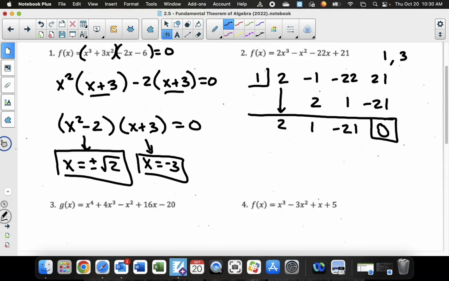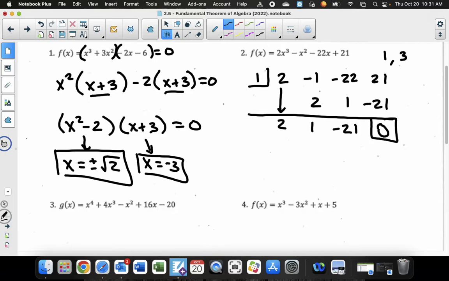Does anybody remember what that 0 represents? That's your remainder. That's saying it went in evenly. You know that this is already a 0, so you should get a 0 as a remainder. Otherwise, you did something wrong. You already knew from the calculator that this is one of the zeros. So you should automatically get a 0 there. That's your signal: if you're doing synthetic division and you don't get a 0, you did something wrong right here, if you know that it's already a 0 based off of the calculator.